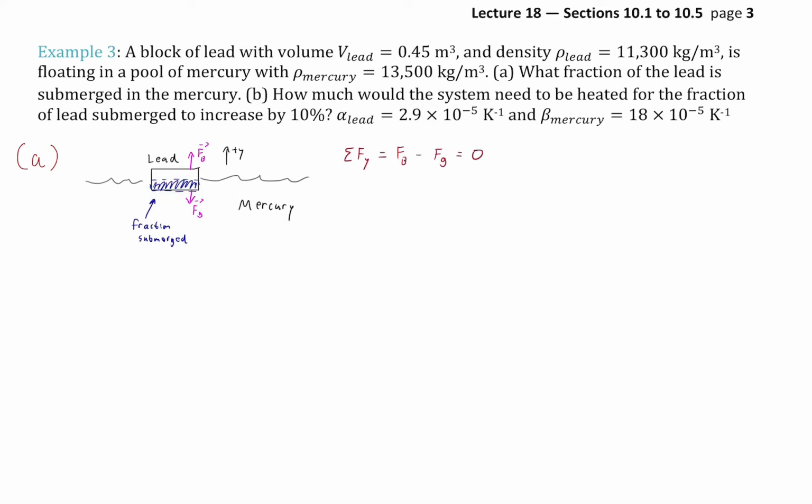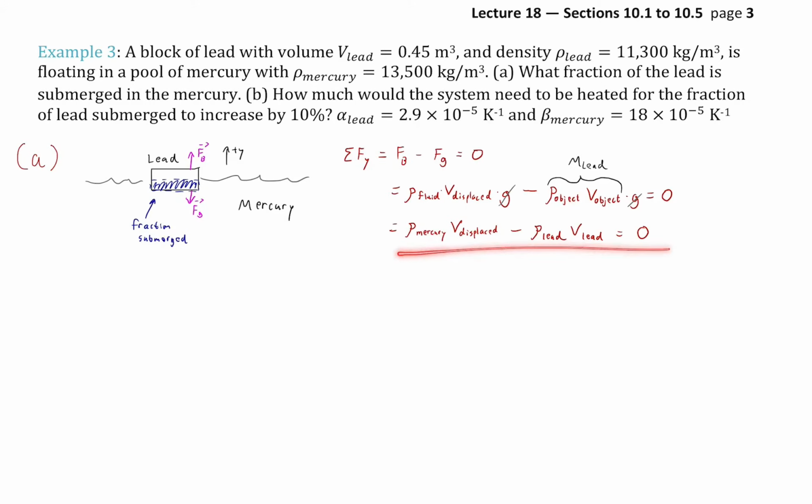Okay, we'll just go ahead and do a sum of forces, buoyancy minus gravity, set this up, replace M of the lead with the density of lead times the volume of the lead, here described as object. All right, and then mercury is just described as fluid. Displaced is the volume of the mercury displaced. Okay, and then this is just continuing with our sum of forces.